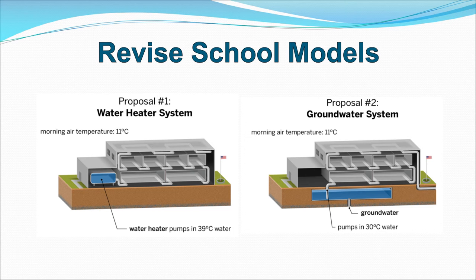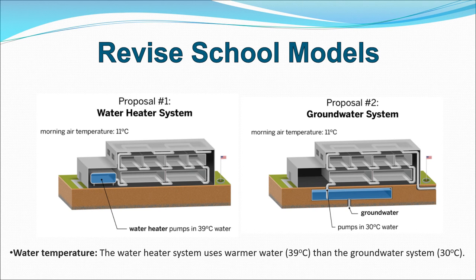If you look at proposal 1, you can see proposal 1 is the one with the water heater, and it gets to a temperature of 39. And proposal 2 has 30 degrees Celsius water, so it's a bit colder. Also, another thing that you can see is that this water tank is significantly larger, and this one is a lot smaller.